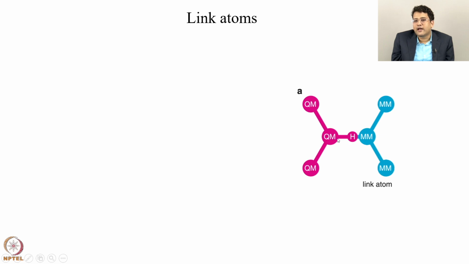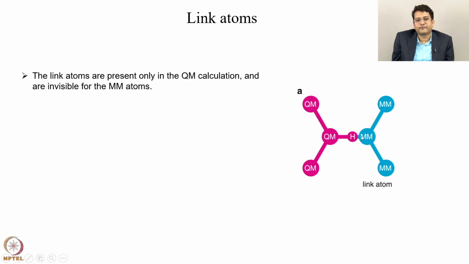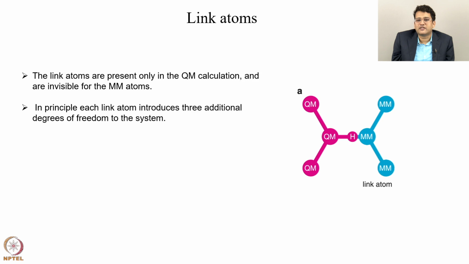So, then I will cut this bond and I will put a hydrogen to cap this valency. Similarly, I will end the MM region also with a hydrogen atom, and this is called a link atom because it links the two regions. The link atoms are present only in the QM calculation, and for the MM atom they are generally invisible. The MM atom will never see it, and it does not really matter for the MM region because the MM atom does not consider the valency anyway.